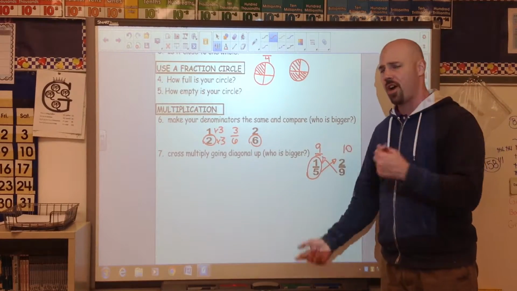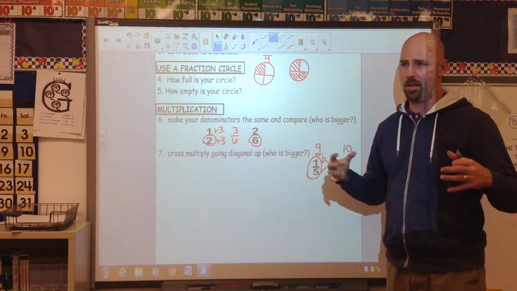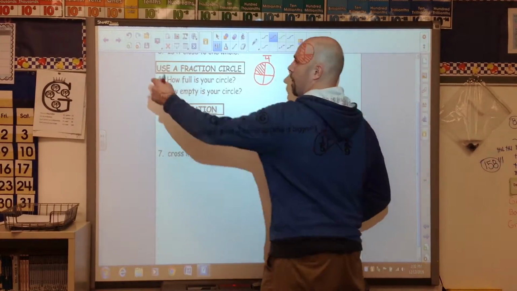So now let's look at a fraction number line, and we'll apply all of these strategies, and you're going to watch how I bounce back and forth between all these different things.